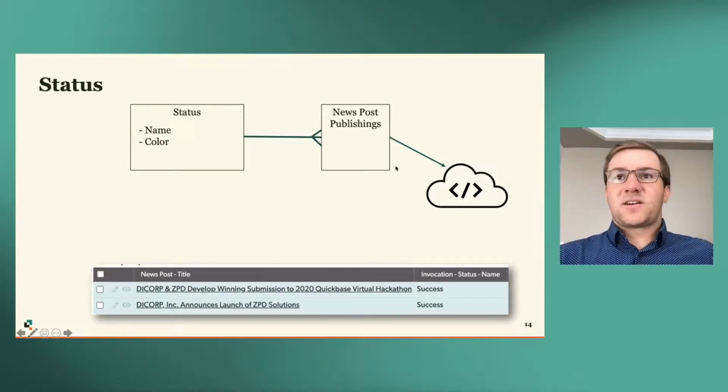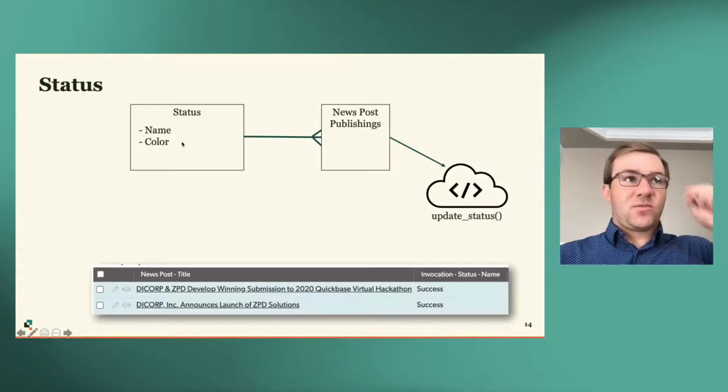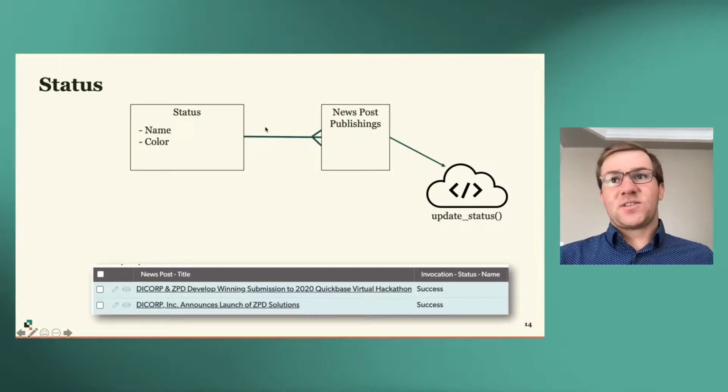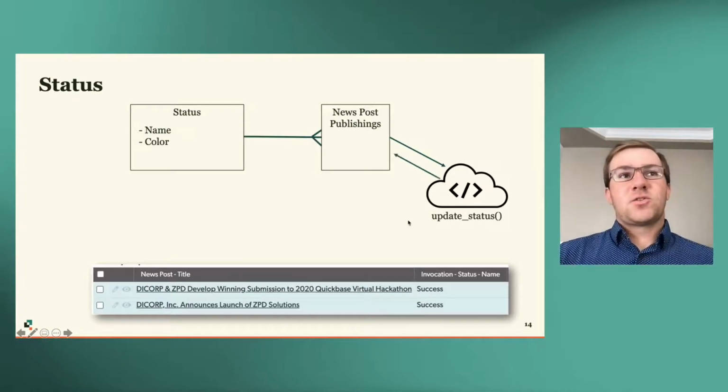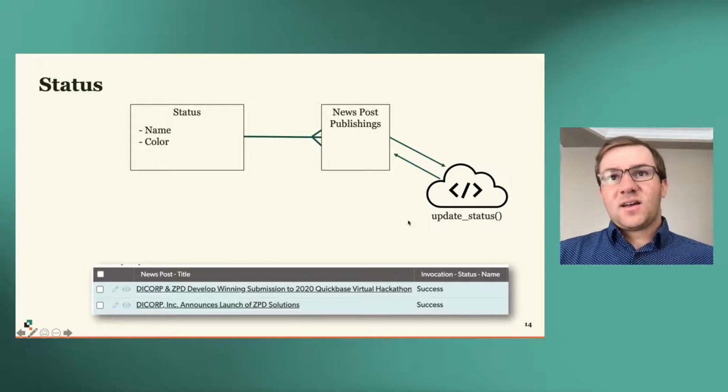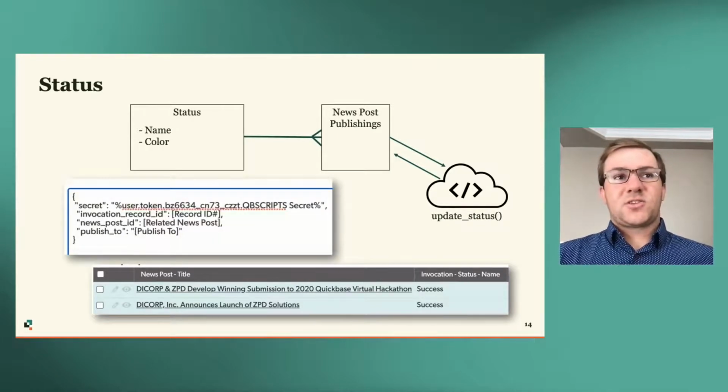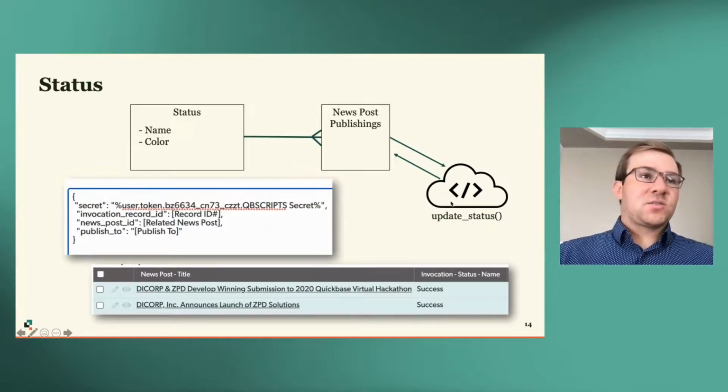So our system in the cloud now just needs to implement some sort of update status so that we can update the status of the news post publishing, which will just link to a different status. But to do this, we need to know which news post publishing we are updating. So a good idea in this type of webhook is to always include the record ID of the thing that triggered this. That way, our system now knows which invocation, which news post publishing, to update the status for.